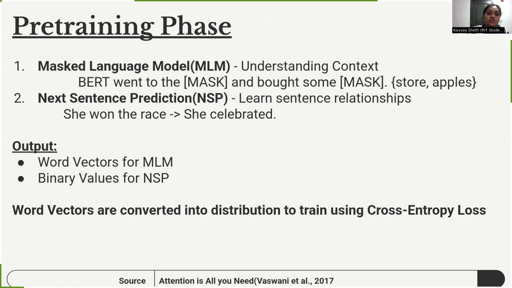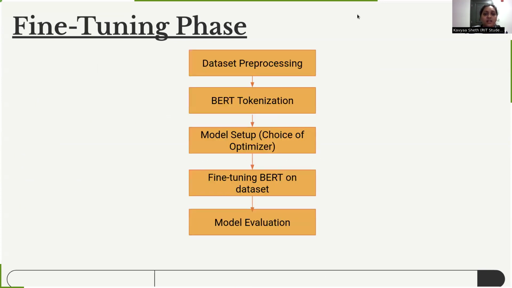Next sentence prediction means it will remember the ordering of the sentences. For example, she won the race, she celebrated. So it will remember this order. The output we get is word vectors for MLM, and binary values for NSP. And then these word vectors are converted into a distribution to train using cross entropy loss. And for the next phase, these are the steps we would be following. So over to Nimisha.